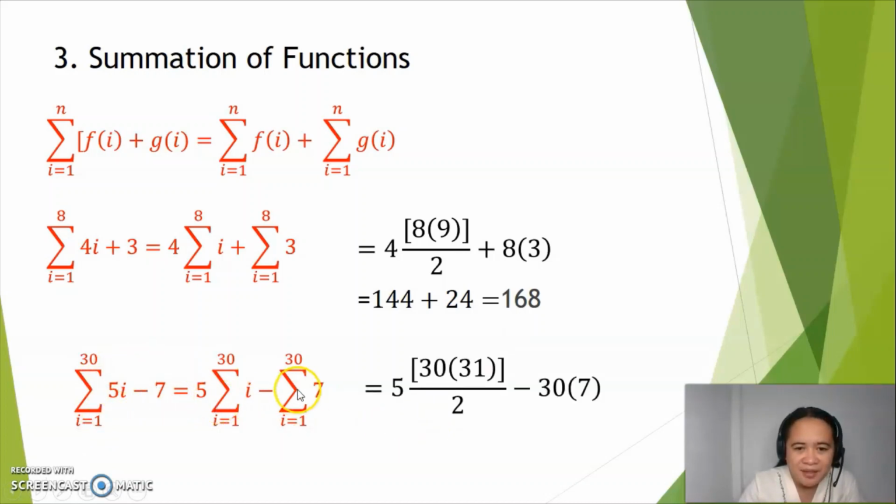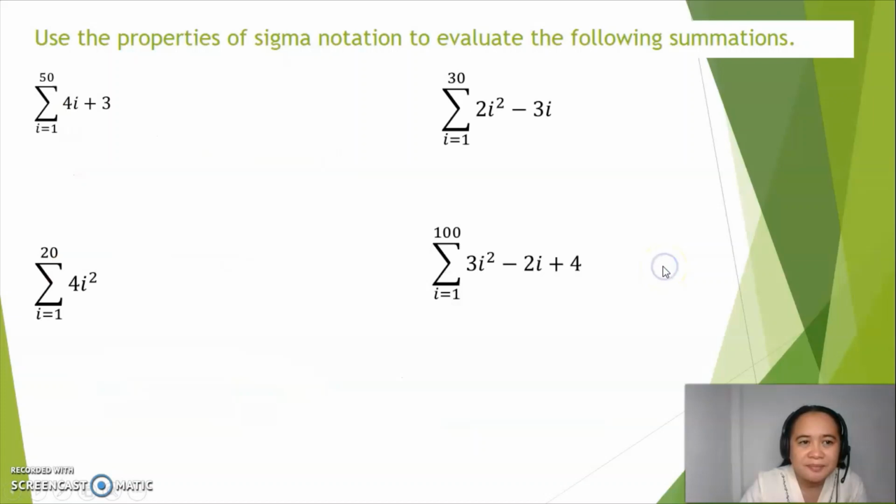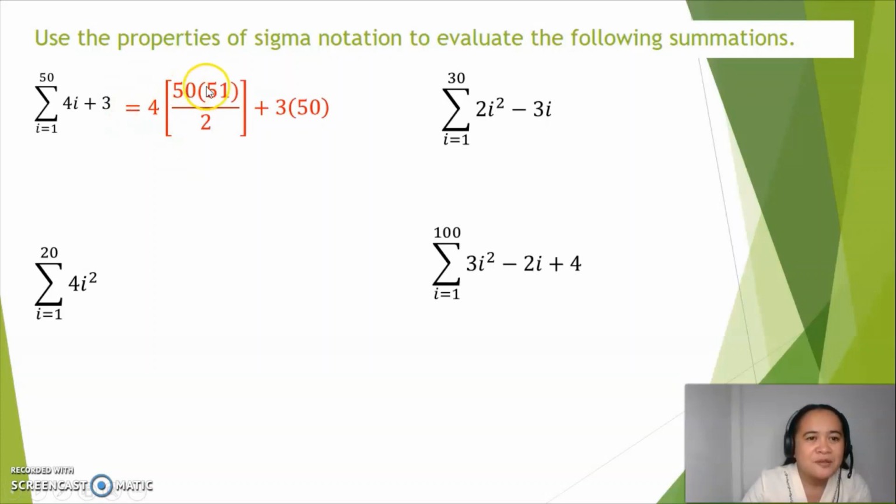Another, summation of 5i minus 7 from 1 to 30. So this would mean 5 times 30 times 31 over 2 minus 30 times 7. So this would mean 2,115. Now, let's have this. For example, 4i plus 3. So again, the upper bound is so big that if you want to really expand it, it would really take time. So we'll use the different properties. So this would be 4 times 50 times 51 over 2 plus 3 times 50.